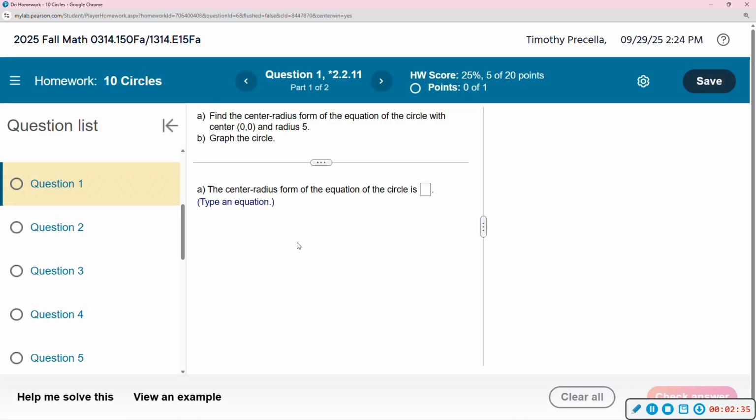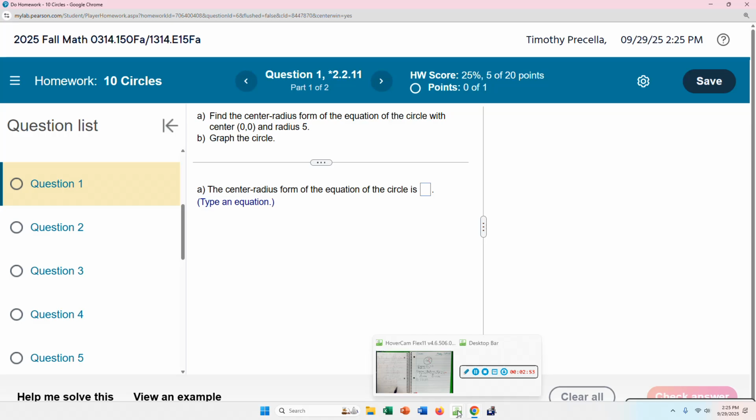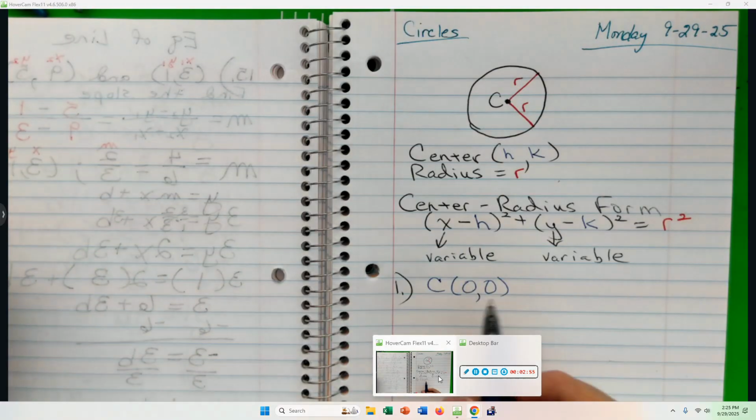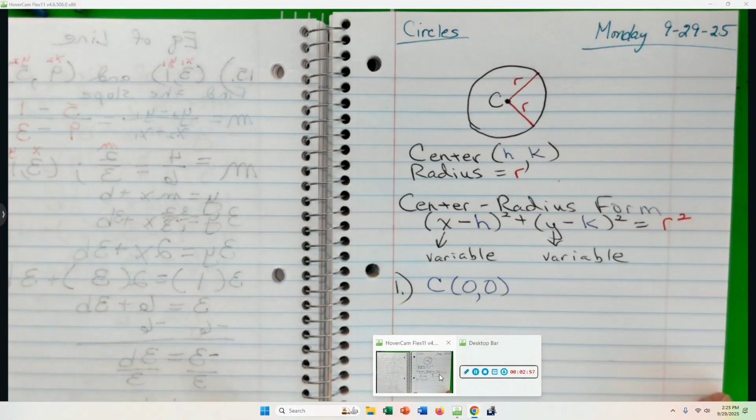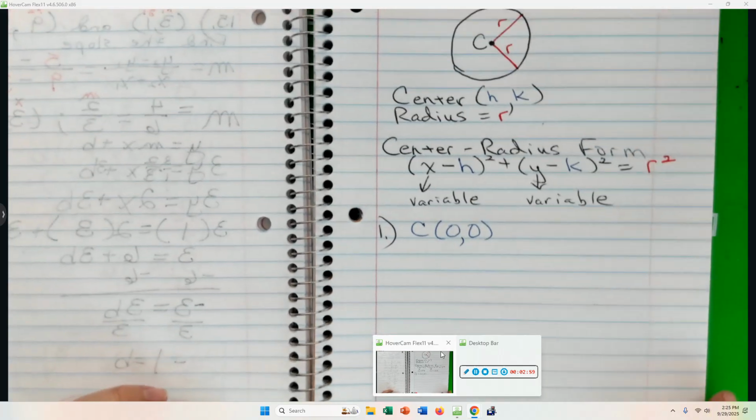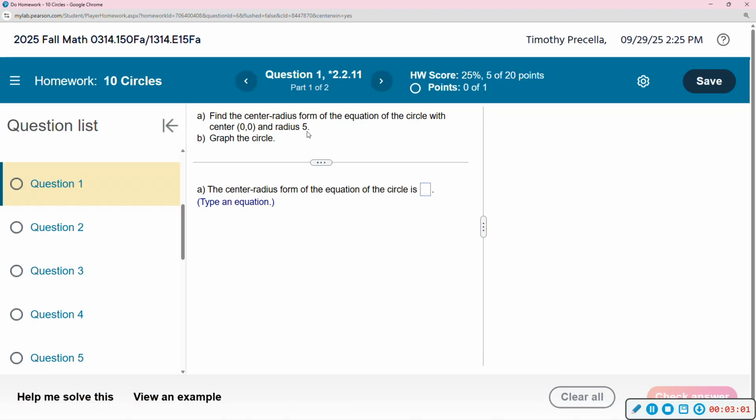They want us to find the center radius form of the equation of a circle with a center at 0, 0 and a radius of 5. Then they want us to draw the graph. So they give us the center. The center is at 0, 0. You're going to see when we're drawing the graph using the graphing tool that the ones centered at the origin are by far the nicest, okay? And the radius is 5.